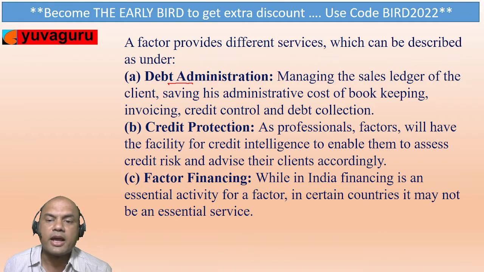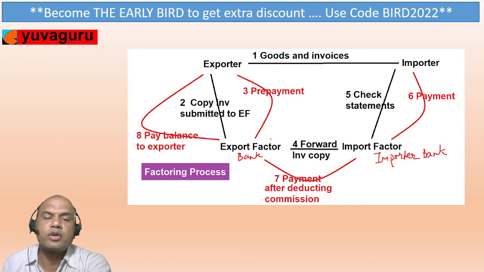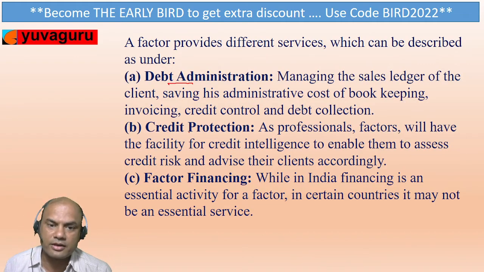Credit protection. As a professional, factors will have the facility of credit intelligence to enable them to assess the credit risk and advise their clients accordingly. Obviously, because this is a factor. Factor generally means a subdivision or subsidiary of a bank. So definitely it will have higher resources to check the importer's credibility, whereas the exporter is sitting in his own country doing his business. So he may not have that many resources to check the present credibility of the importer, but that can be checked by the export factor. So this service is always provided by the export factor.